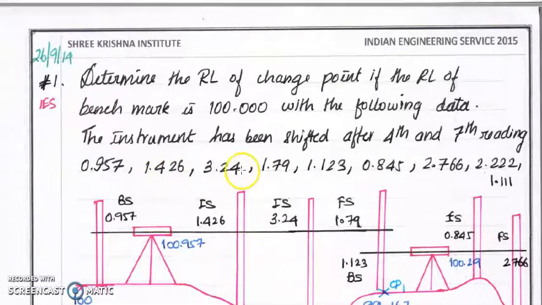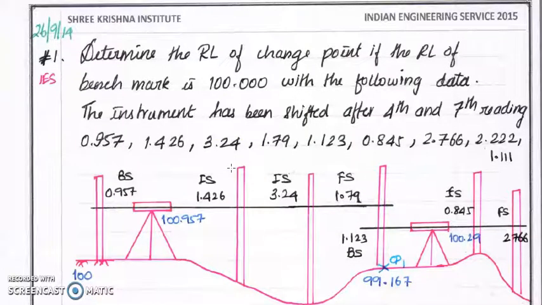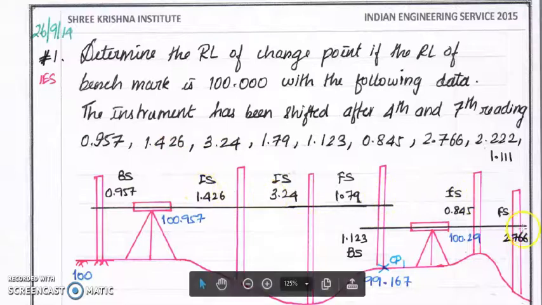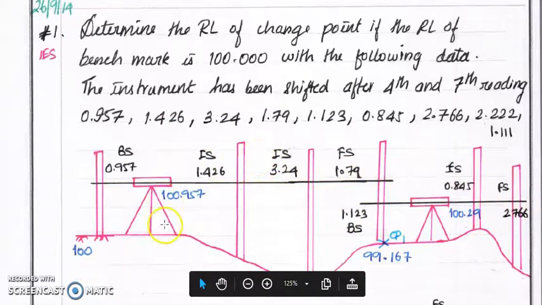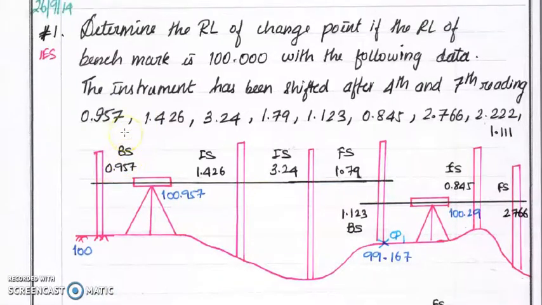You may ask, sir, how can we say that the instrument is to be changed after 3.24? Actually, up to one, because they clearly tell 1.79. So 1.79 is to be considered the foresight, and 3.24 and 1.426 are to be considered intermediate sights. Now you can draw this diagram. Just draw a diagram based on the values, carefully. So what is the question?